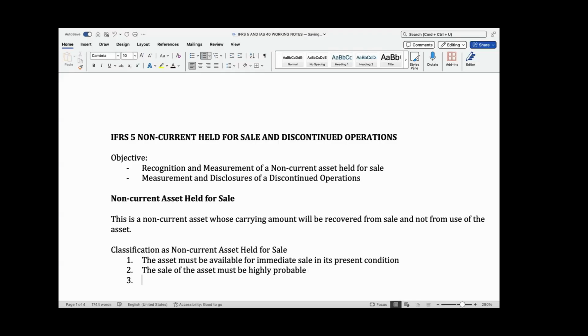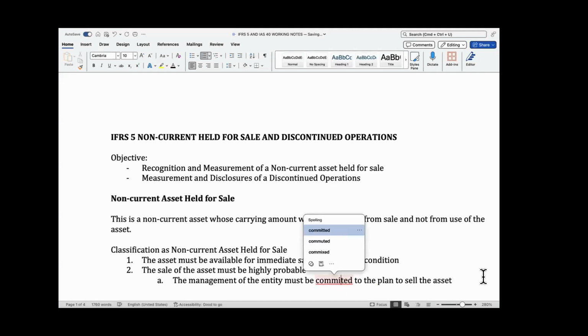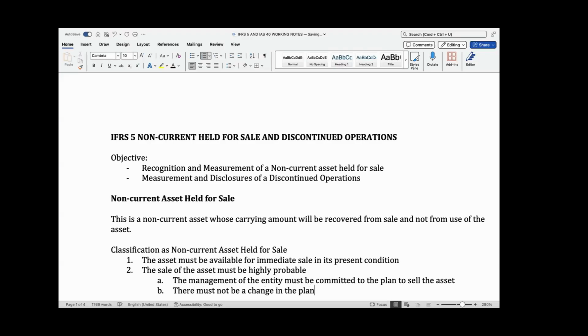When we say highly probable, what do we mean? It means that the management of the entity must be committed to the plan to sell the asset. They must be committed to it. And being committed to it also means that there must not be a change in the plan to sell the asset.